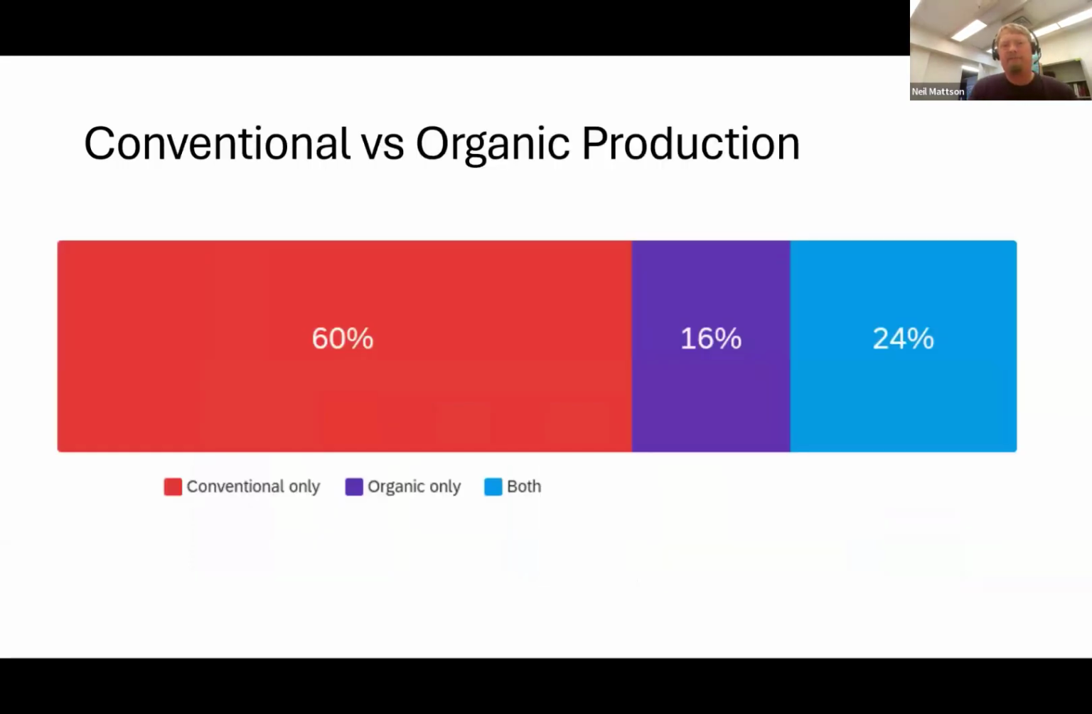We asked if they produced in conventional or organic facilities, and 60% were conventional, 16% were organic only. And then I thought this was quite interesting, 24% have both conventional and organic production. So presumably they would have separate production areas for those 2 different types of crops.